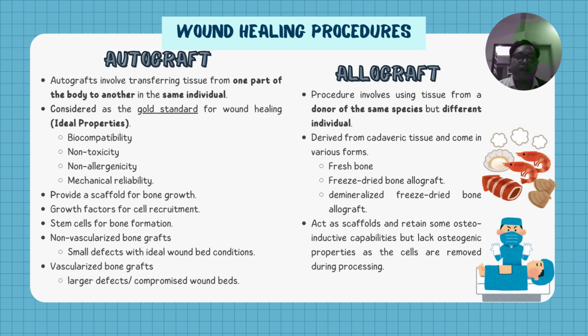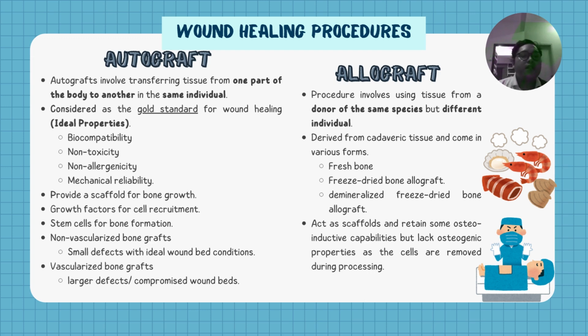So for autograft, it provides a scaffold for bone growth, growth factors for cell recruitment, and lastly, stem cells for bone formation. A non-vascularized bone graft is used for small defects with ideal wound bed conditions, and a vascularized bone graft for large defects or compromised wound beds.